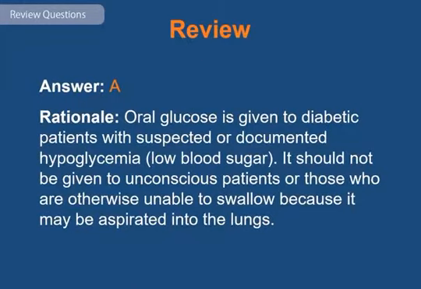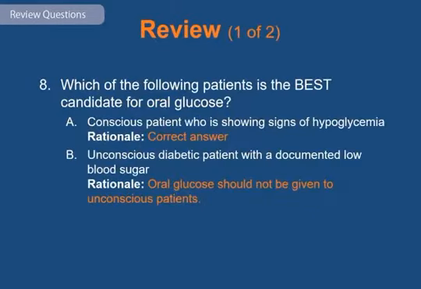Oral glucose is only given to someone who's awake, cooperative, with an open patent airway. So it's given to diabetic patients with suspected or documented hypoglycemia or low blood sugar. It should not be given to unconscious patients or those who are otherwise unable to swallow it because it may be aspirated into the lungs. So our incorrect answers, A is of course correct. B, unconscious diabetic with documented low blood sugar. No, because oral glucose shouldn't be given to someone who's unconscious.